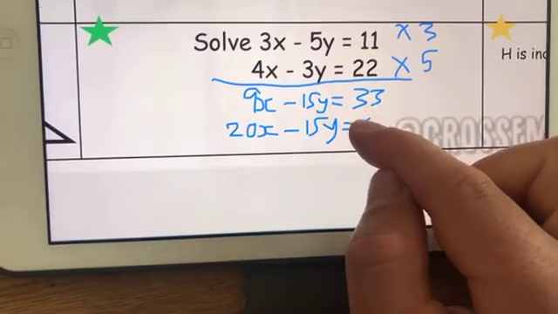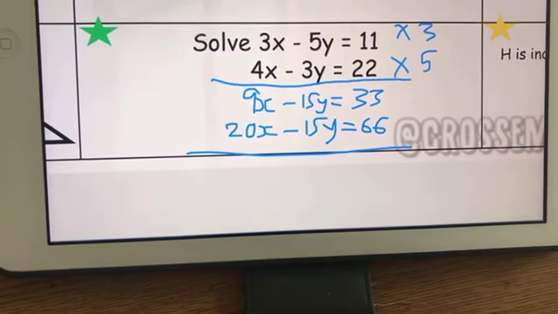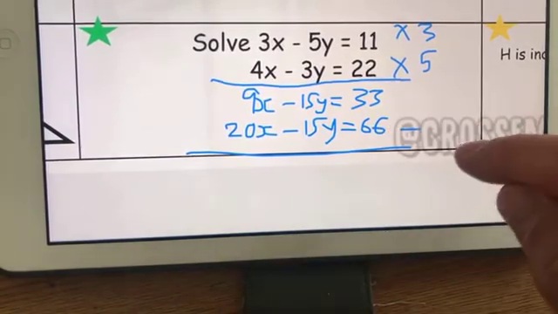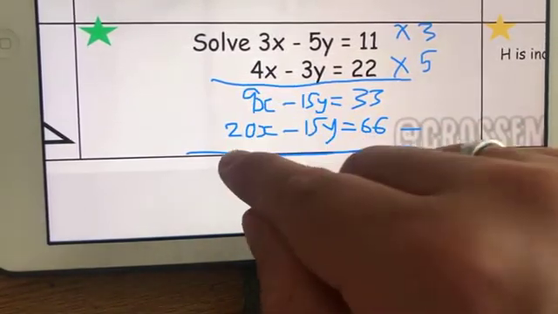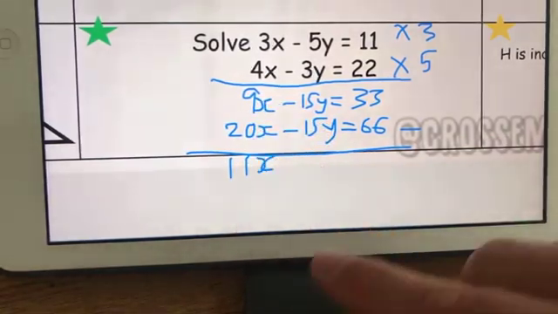equals 66. Now, if they're different, you add. If they're the same, you subtract. So they're the same, so I'm going to take away. That'll get rid of the middle bit. Take them away, I get 11x. Remember, you've got to visualize the big numbers are on top for this one. 11x equals 33.